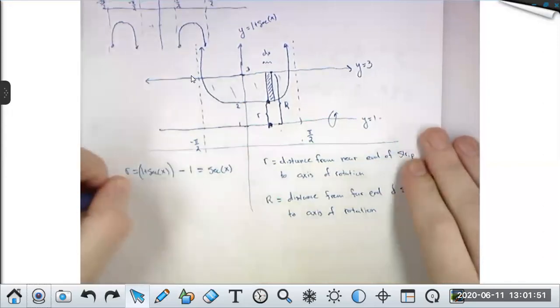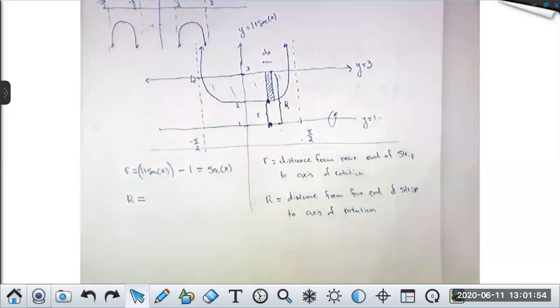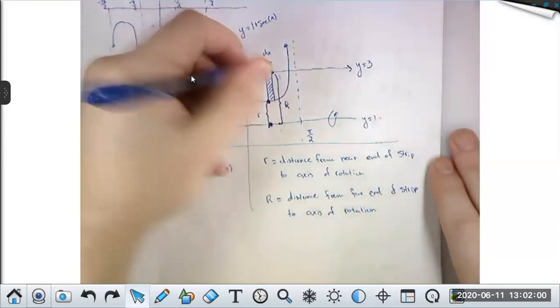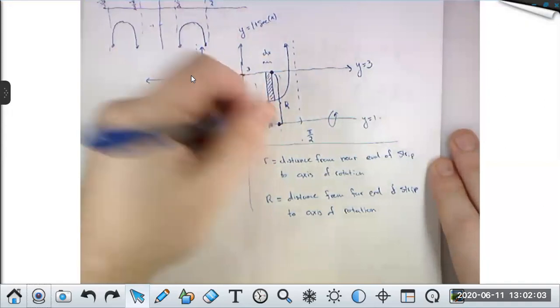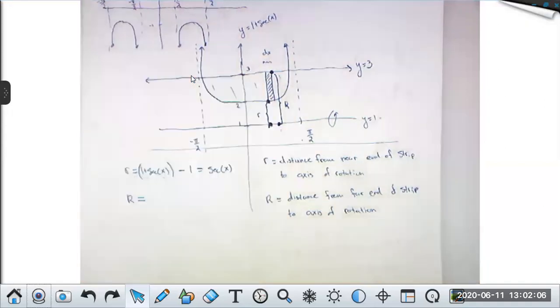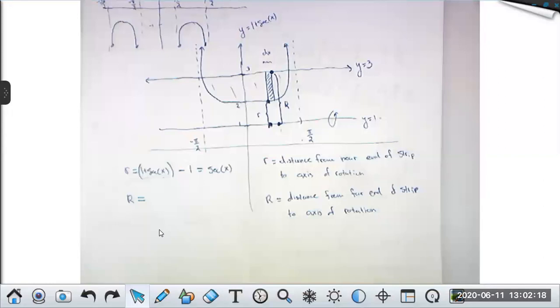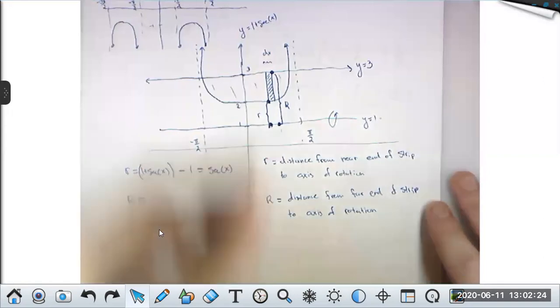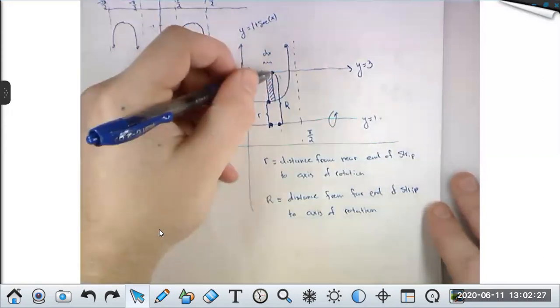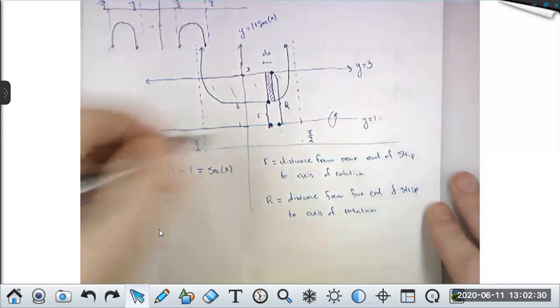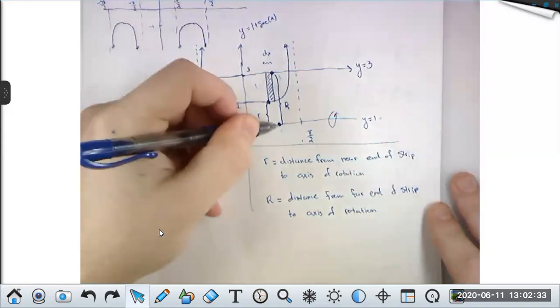What about big R? Oh, big R, I believe, is y value minus... I had this one before. It was 3 minus... Wouldn't it be 3 minus 2 plus secant x, I guess minus 1? There are just only 2 y values here. So we're going to take this y value, which is 3, and we're going to subtract this y value all the way down here, 1.